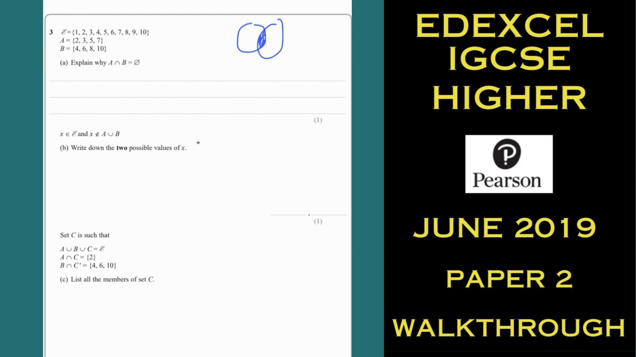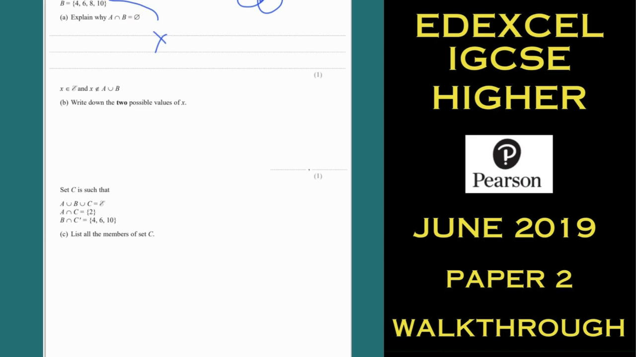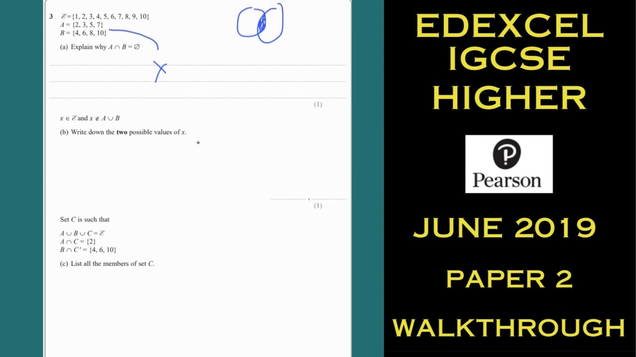Explain why A intersection B is the null set, as in there's nothing in it. Well, it's because they have no numbers in common. On part B, it says X is a member. Let's just keep it on screen. X is them numbers. It means don't worry about what all these squiggles mean. That says X is from 1 to 10.